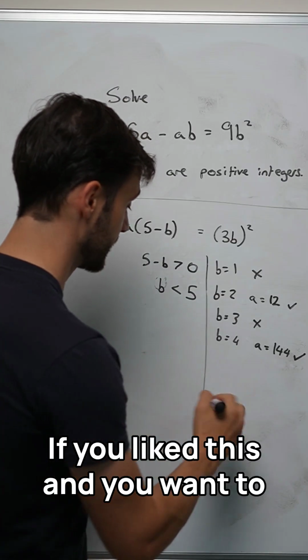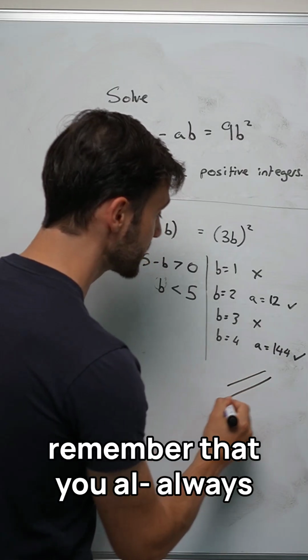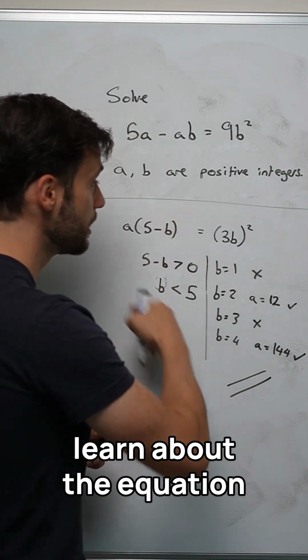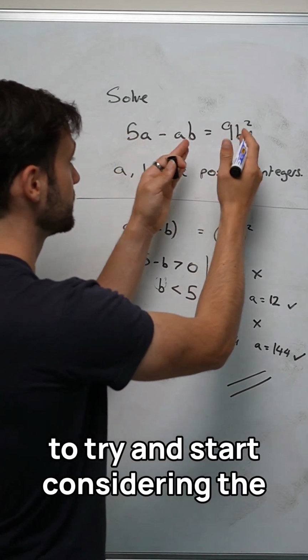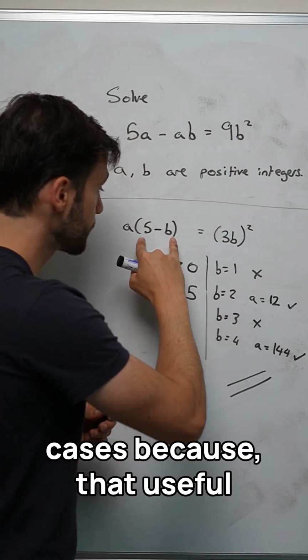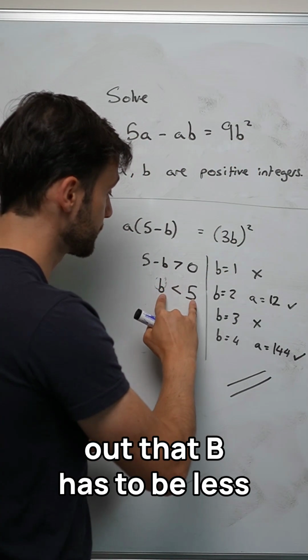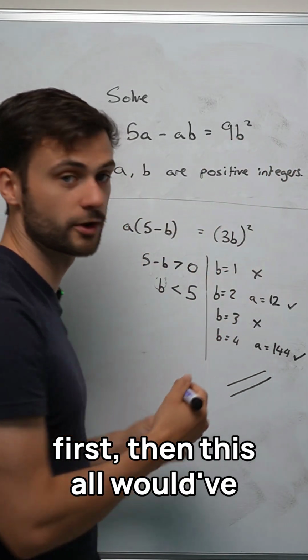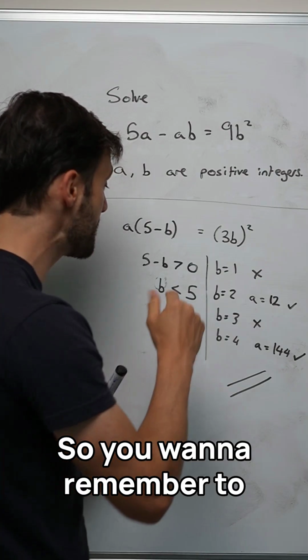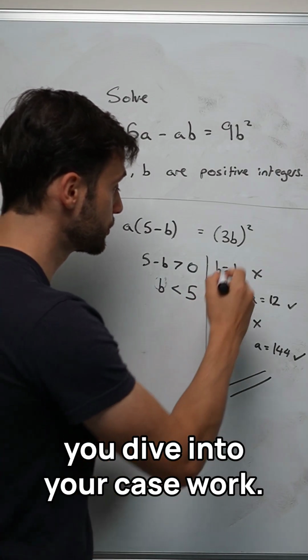If you liked this and you want to remember that you always need to check the cases and learn about the equation before you actually dive in to try and start considering the cases, because that useful information was figuring out that b has to be less than 5. If we hadn't worked that out first, then this all would have been very complicated. So you want to remember to look for things like this before you dive into your casework.